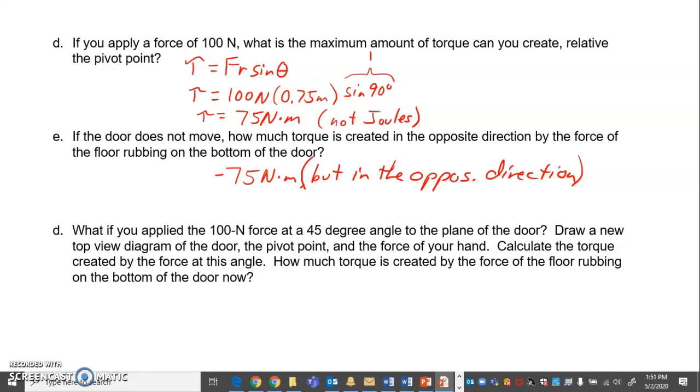What if you applied the force at a 45-degree angle instead? And so if we do that, say okay.